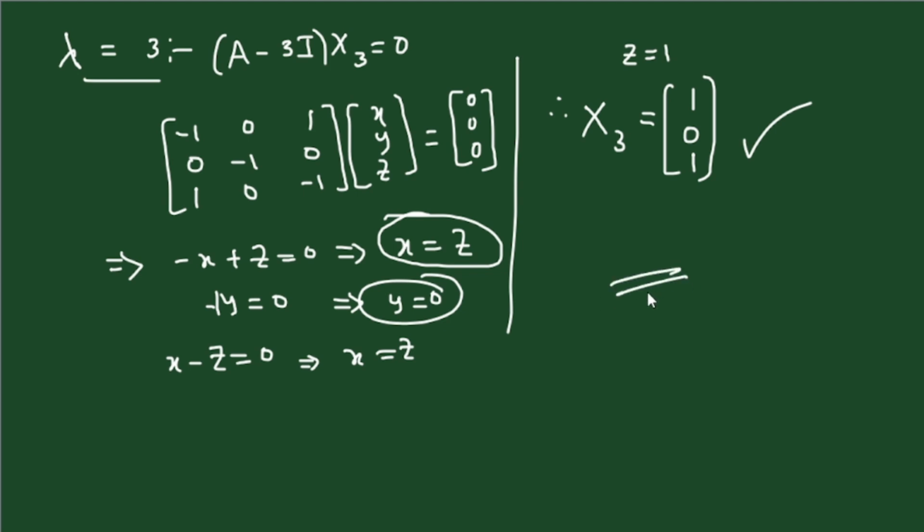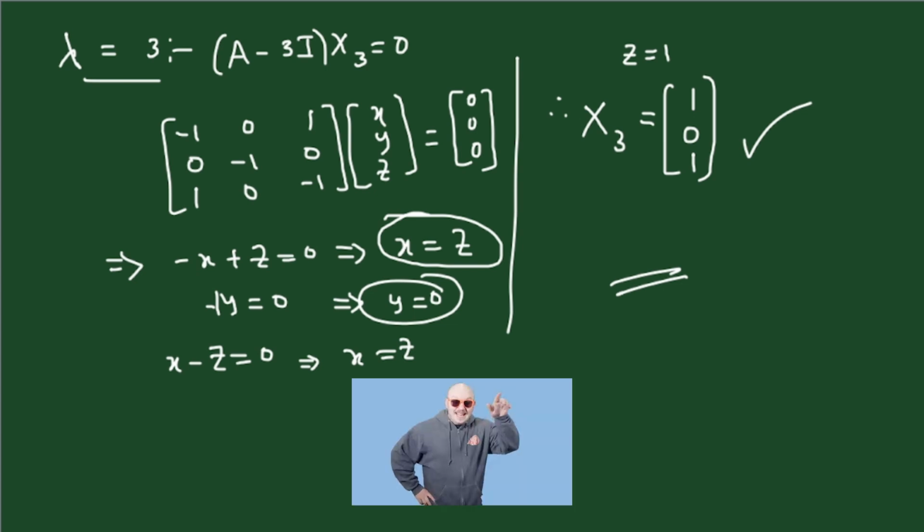So this is a typical problem, right? So we have discussed all 6 different possible types of problems in eigenvalues and eigenvectors. Now we can solve any problem based on eigenvalues and eigenvectors.